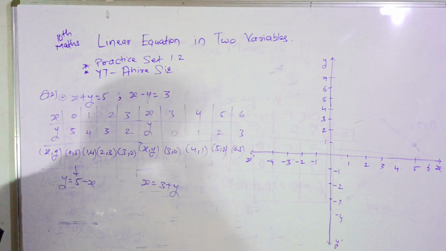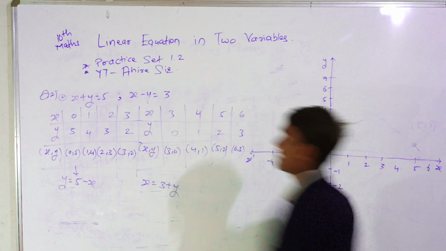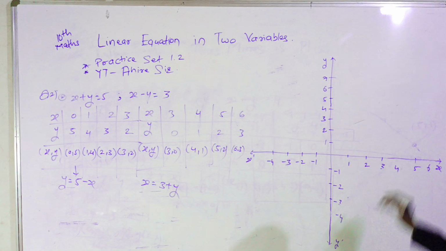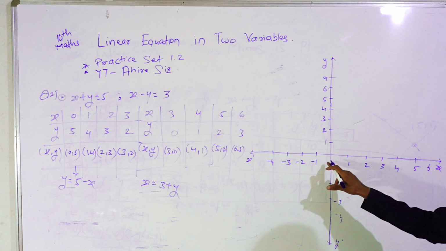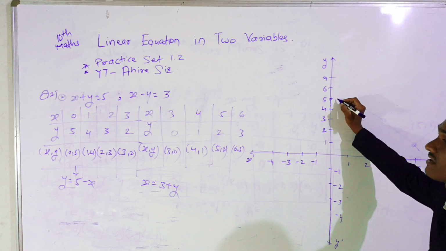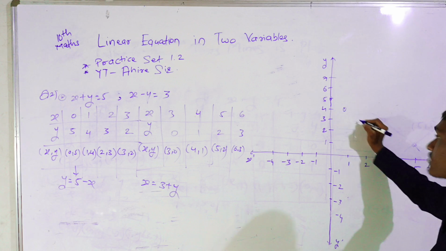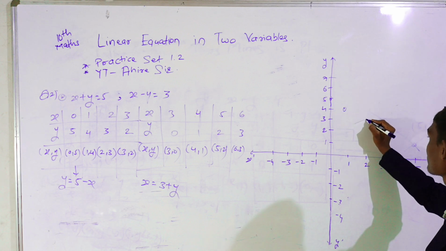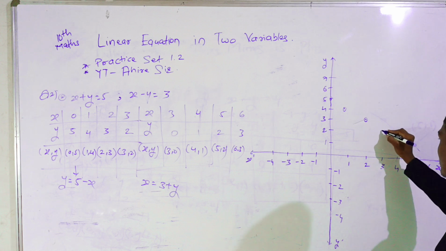Okay, we are getting some coordinates. Let's plot these coordinates on the graph. 0, 5: 0 for the x coordinate and 5 for the y coordinate. Then 1 and 4, 2 and 3, 3 and 2.